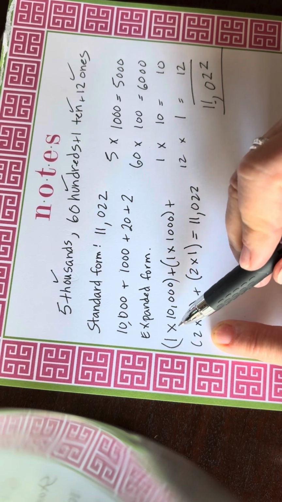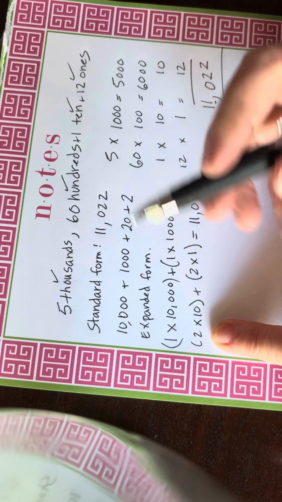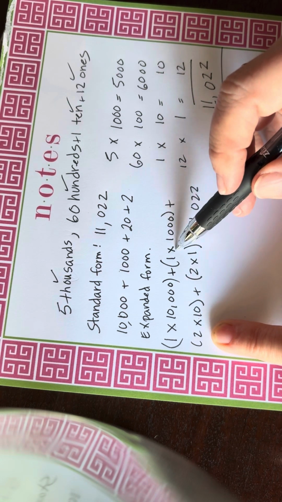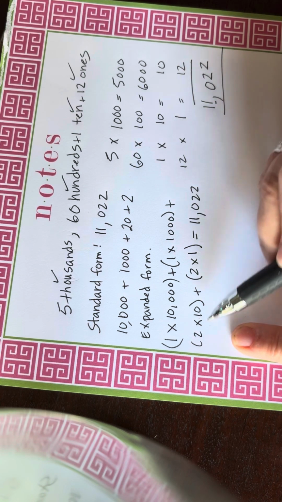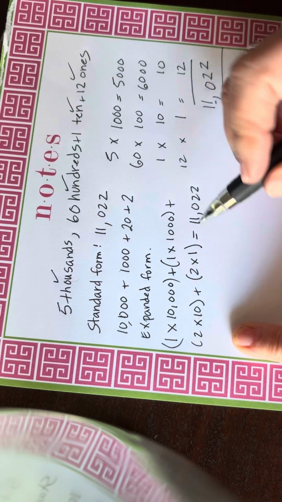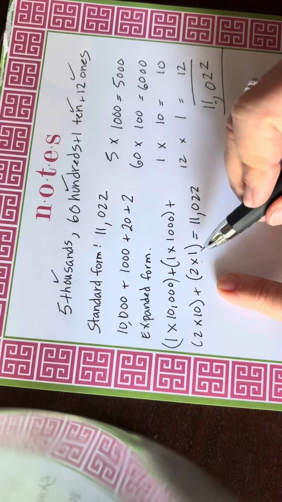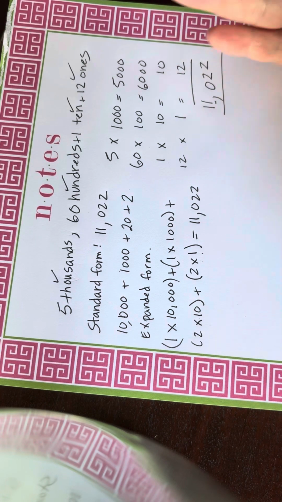Anytime you're doing the multiplication in expanded form, think of a multiplication sign as groups of. How many groups of that place value do I have? I hope that helps.